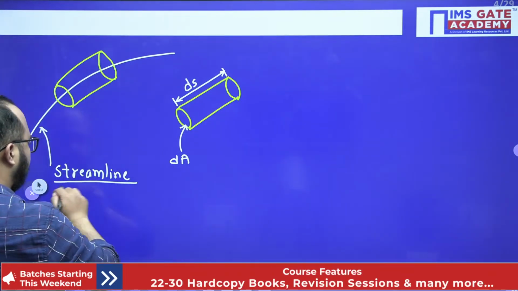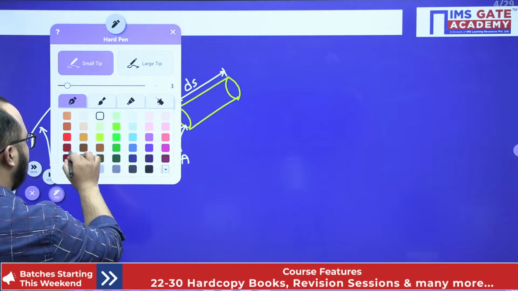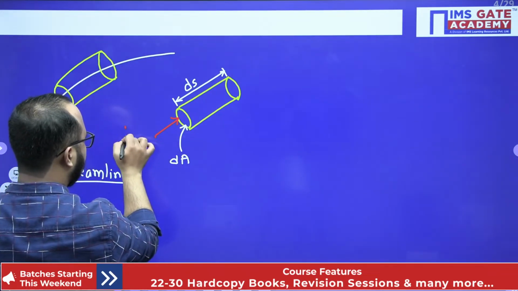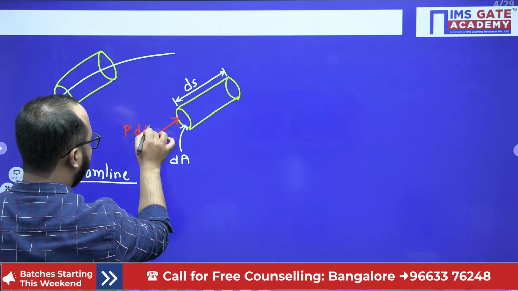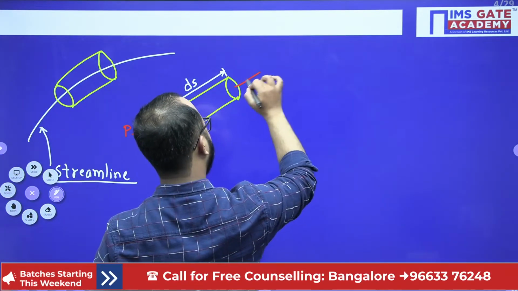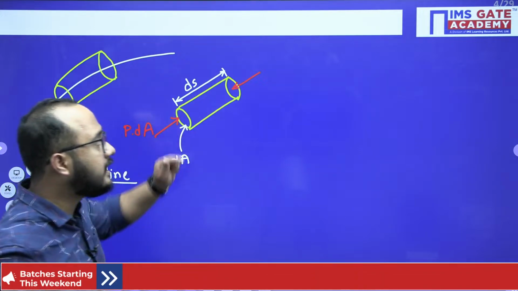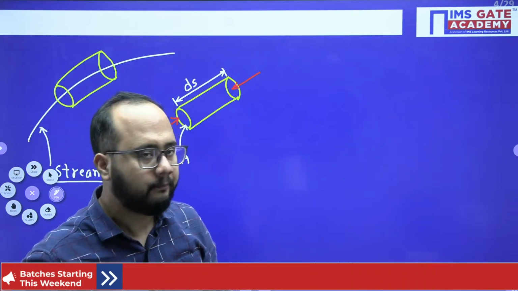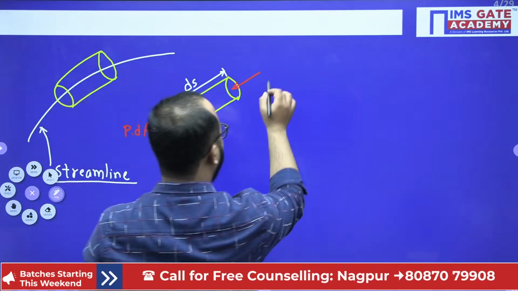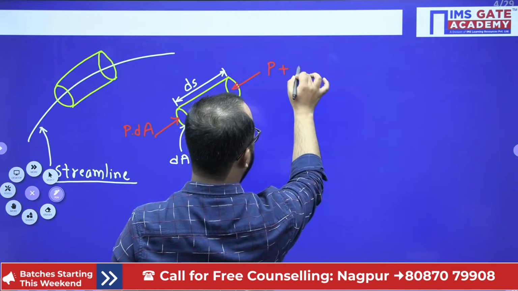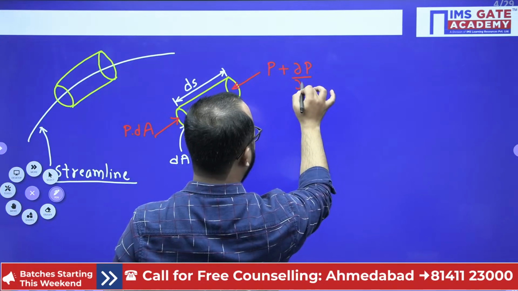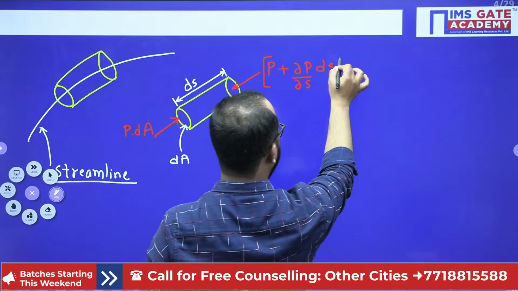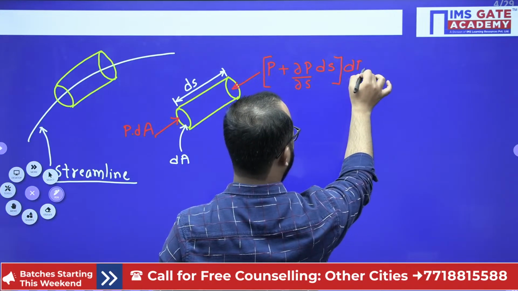Now I will show you the pressure forces. This is the pressure force, which I can write as P into dA. Some pressure force will be acting here. In order to write the pressure force on the other face, I will use the Taylor series expansion formula. So I can write pressure plus dou P by dou S into ds, multiplied by the area; this will be the pressure force.